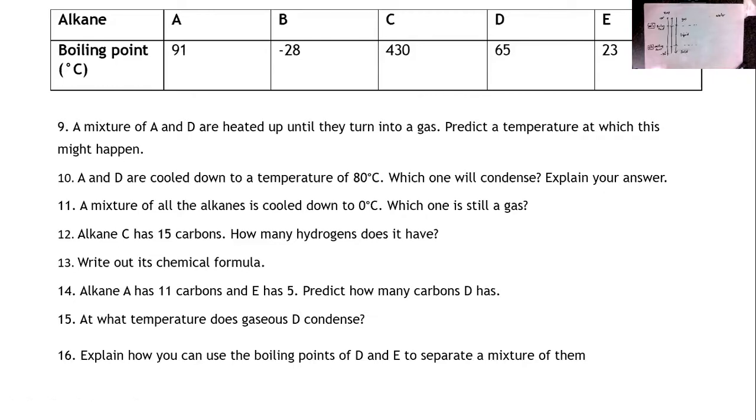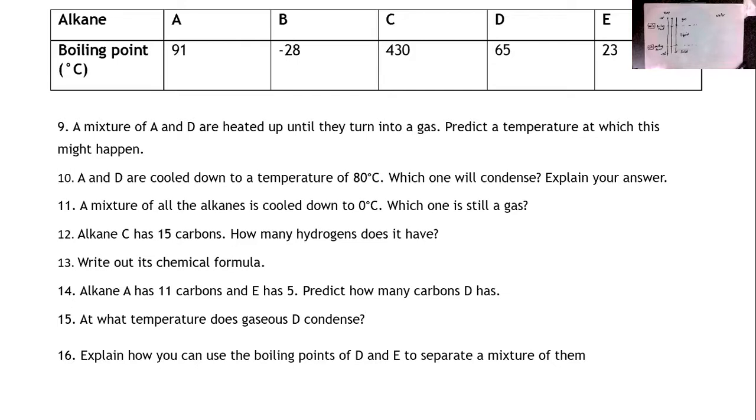Alkane C has 15 carbons. How many hydrogens does it have? Well, it's an alkane. That means its general formula is CnH2n+2. So if C is 15, then H is going to be 2n plus 2. 2 times 15 plus 2 is 32. So we've got 32 hydrogens. Write out its chemical formula. It's going to be C15H32. Well done if you got that right. I'm hoping that's pretty easy.